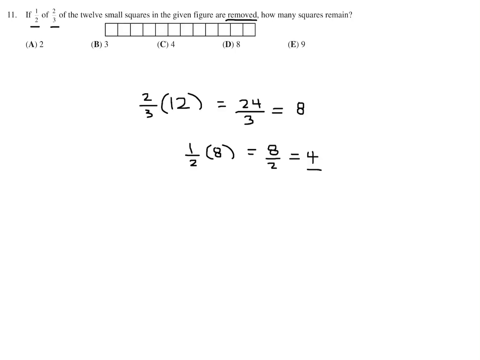So how many remain? Well, initially you had 12. 4 are removed, and therefore 8 remain. So number 11, the answer is D.